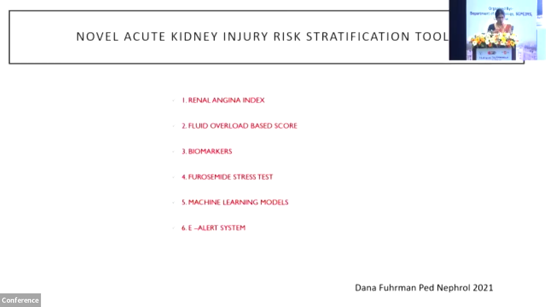Now we come to yet another important issue. What are the novel AKI risk stratification or prediction tools for children? Here is a list, and I shall shed some light on each of these tools. The renal angina index, fluid overload-based scores, biomarkers, furosemide stress test, machine learning tools, and e-alert system. Talking of prediction, let's address this question.